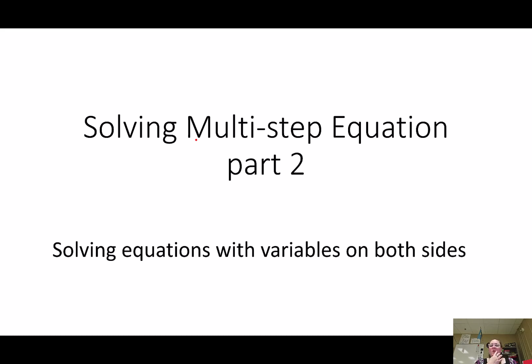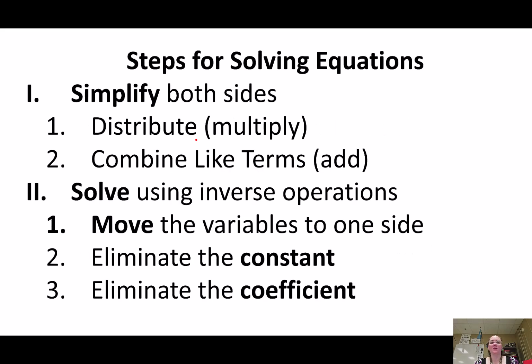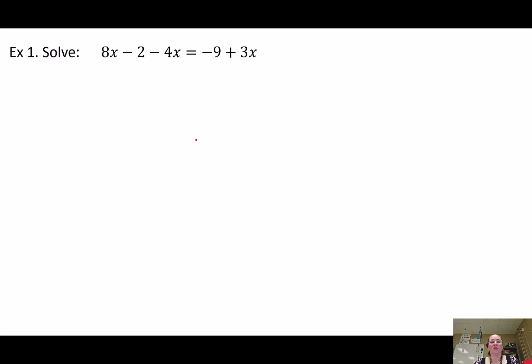All right, in this video, we're going to look at solving multi-step equations, again with variables on both sides. So again, we're going to simplify both sides either by distributing and/or combining like terms. Then we're going to solve by using inverse operations, so moving the variable, eliminating the constant, and eliminating the coefficient.